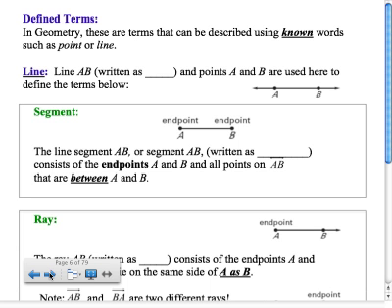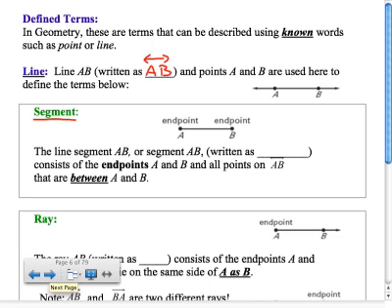Okay, so defined terms are terms that can be described using known words such as point or line. Okay, so a line AB, written like this, that's line AB, and points A and B are used here to define the terms below. All right, so now we're looking at different terms. Now we have segment.